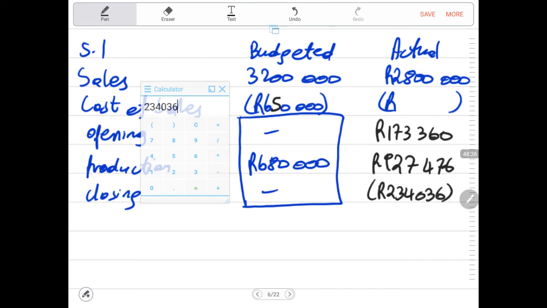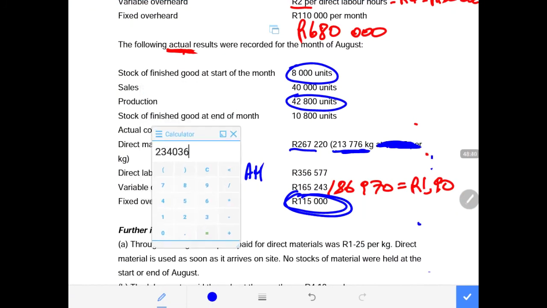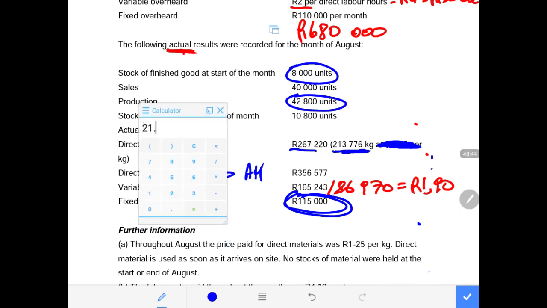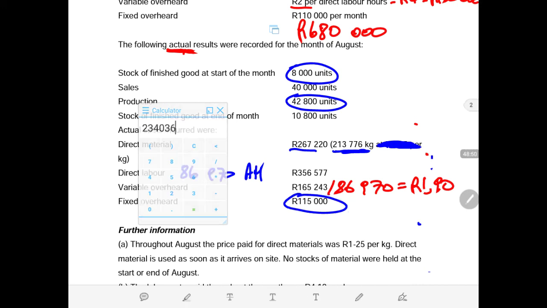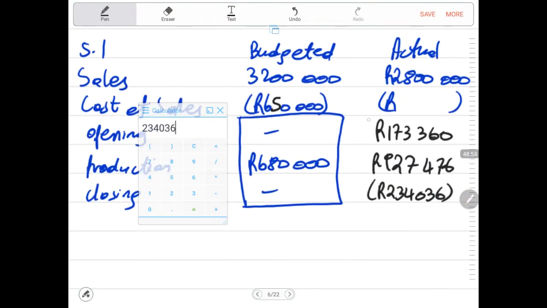Let us just verify the numbers. Closing, yes, it is 10,800. We say 21.67 times 10,800. Yes, that one is correct. So now let us conclude the calculations now and do all the calculations.